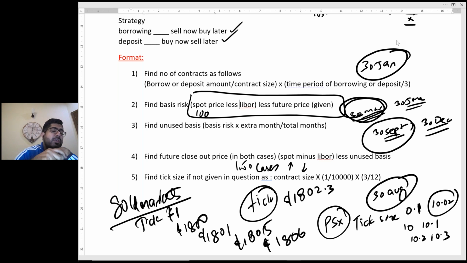Unused basis, I explained to you: if you have to borrow or deposit on 30th March, 30th June, 30th September, 30th December, you will get the contract for those dates. If you need to deposit on 1st June, you won't get a contract for 1st June. You have to take for 30th June, 30 extra days, 1 month extra. That's the unused basis. Then find future closeout price in both cases, and then find tick.